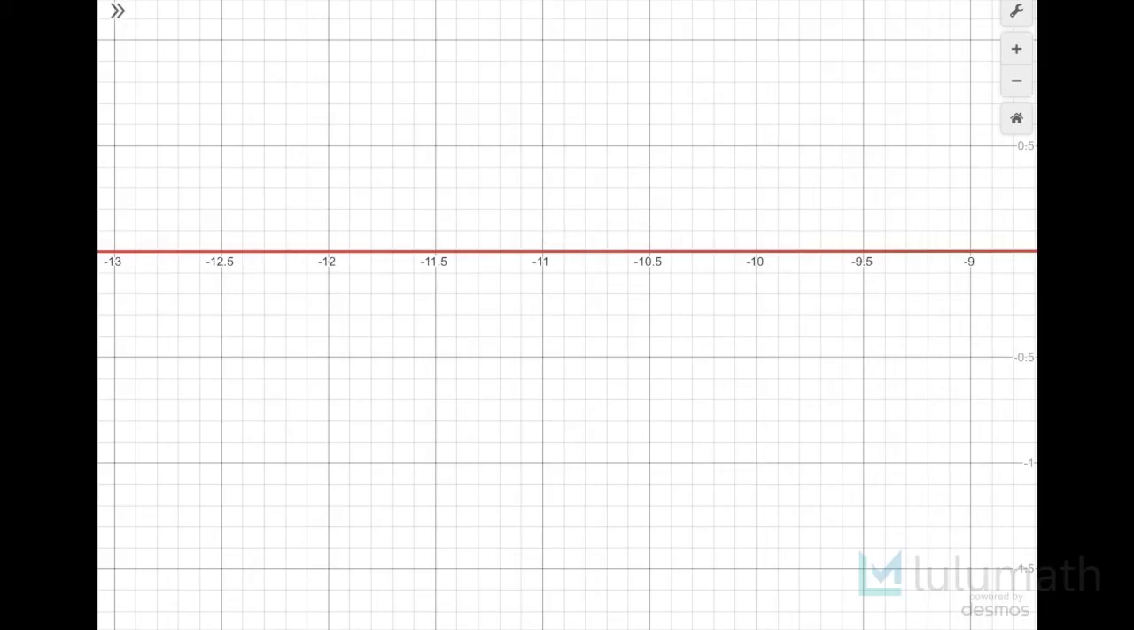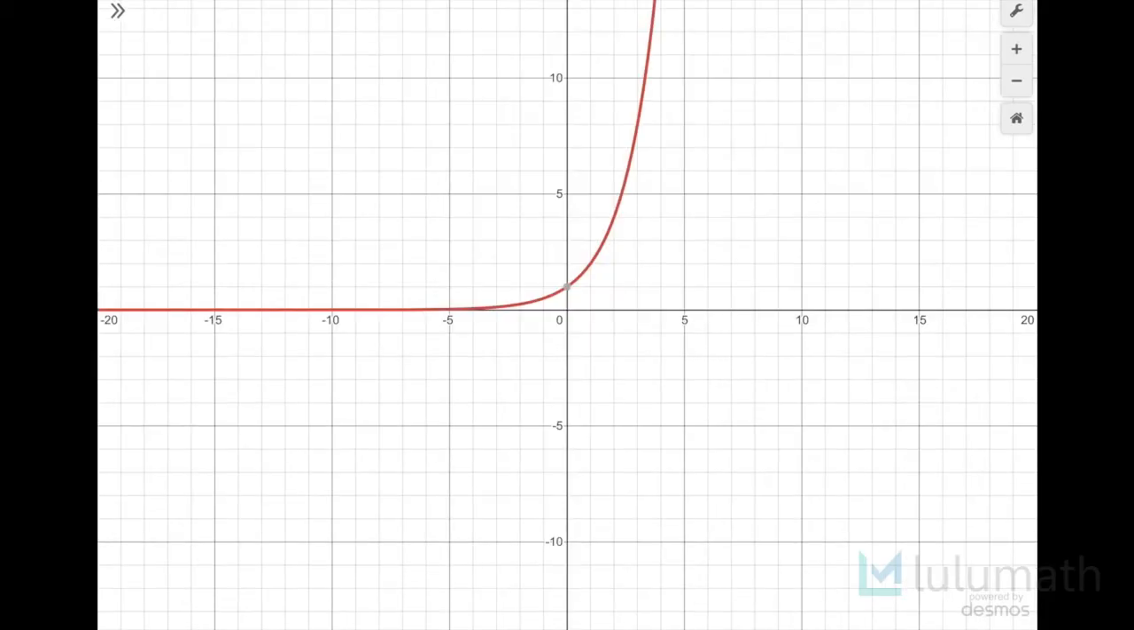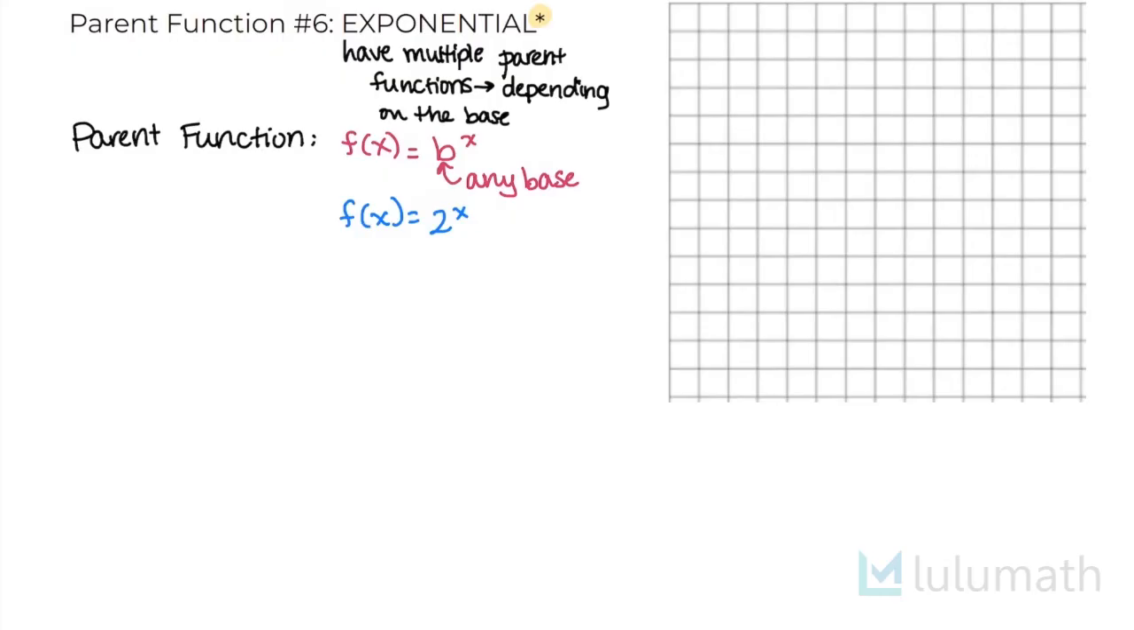It will never, ever touch 0. So here's a case of another asymptote. Now, because it never touches 0, it means that we only have a y-intercept and we don't have an x-intercept. Let's go ahead and make our table of values. So let's just go from -3 all the way to +3.